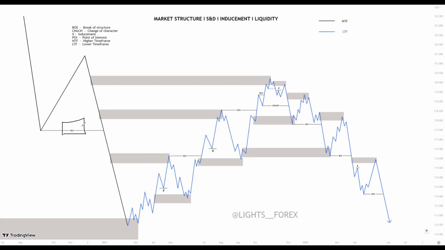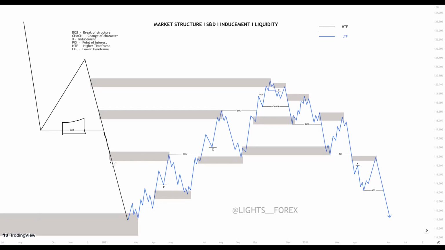So after the break of structure, we expect a pullback. First question, where are we going to have a pullback? We'll look for an area of demand in this case. So even if the price does this somewhere here, I'm waiting here.